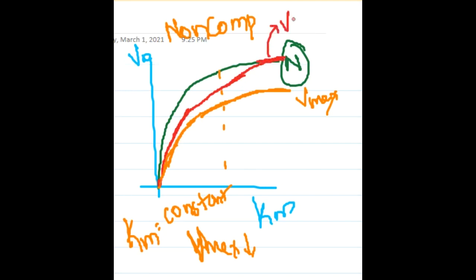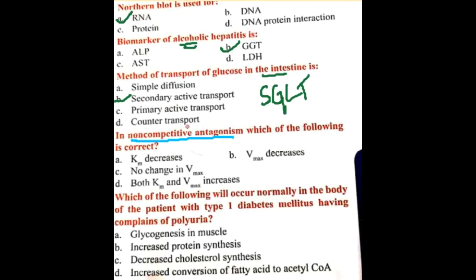So here, Vmax is normal. Maximum velocity has been reached once you use maximum substrate, but the Km will increase here. This is the Km due to this. Km will increase. That is the main difference between these. So here the question is about the non-competitive inhibitor. In non-competitive inhibitor, Vmax will decrease and Km is normal. So obviously Vmax will decrease.